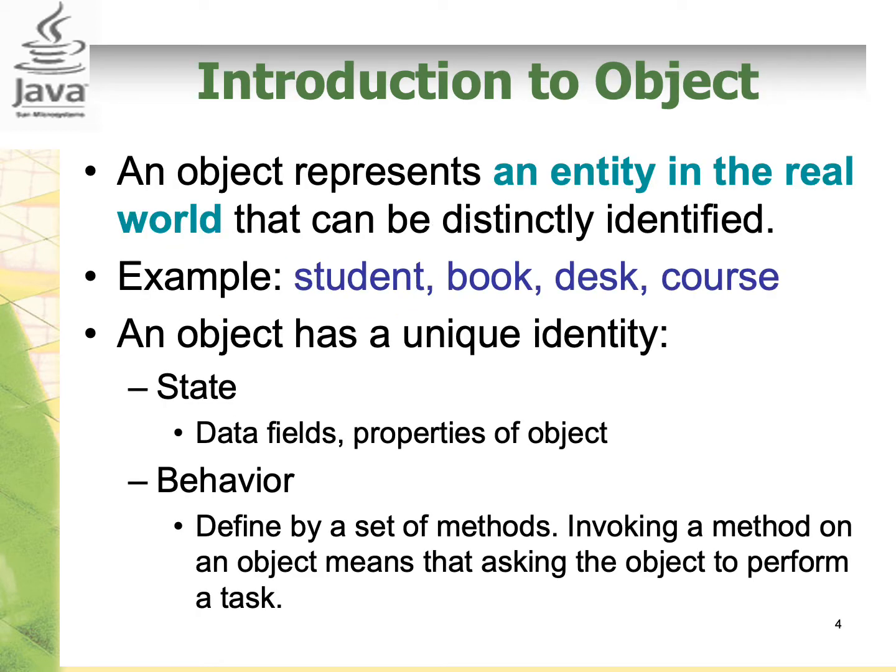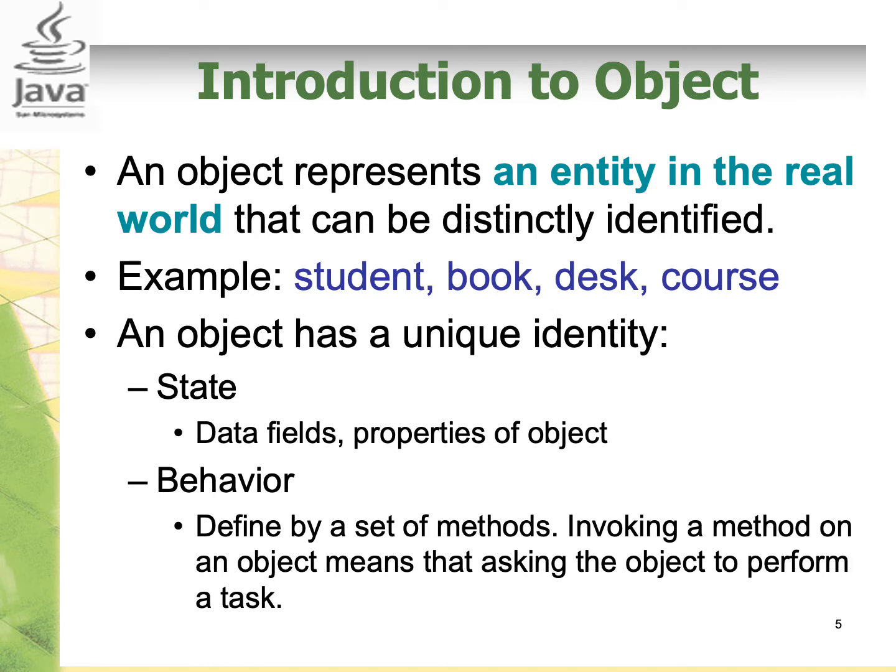What is an object? An object represents an entity in the real world that can be distinctly identified. For example, student, book, desk, and course can be an object. An object has a unique identity. It contains the state, which is the data fields or properties of an object. State is also called the attributes.